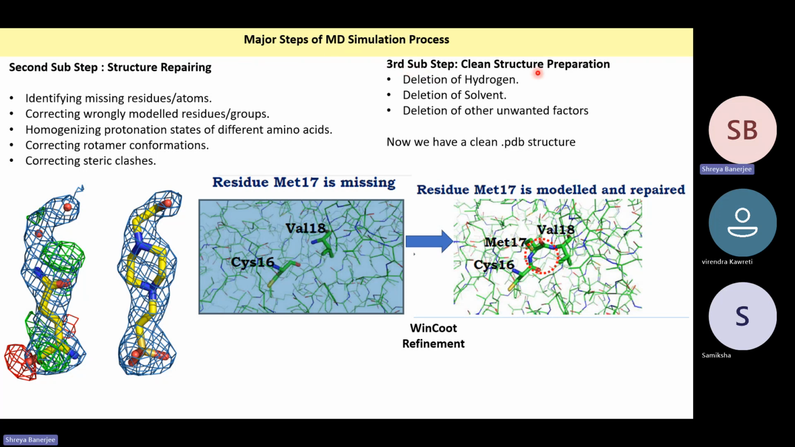The third step is to clean the structure. The hydrogen is deleted because in molecular dynamics simulation, hydrogen does not matter. We will add the hydrogens later, but for now, we will remove the hydrogens to refine the structure. The solvent is also deleted. That again will be added later. And if there are other unwanted factors like extra ligands or extra atoms, that can be deleted to get a clean PDB structure. So this is all about how the initial structure is prepared.